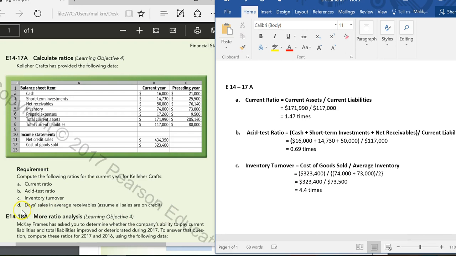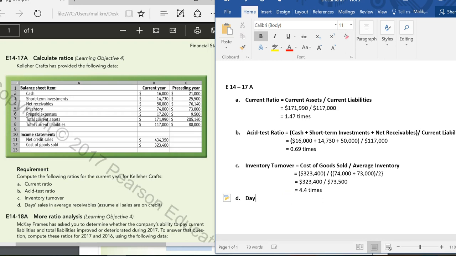Now our last item is days sales in average receivables, and it says how quickly you can collect your receivables. If you make any credit sales, it creates accounts receivable, and this ratio will tell you how many days it takes to collect that cash from your customers. So we will check the formula, and we'll try to interpret it so that you can remember it.